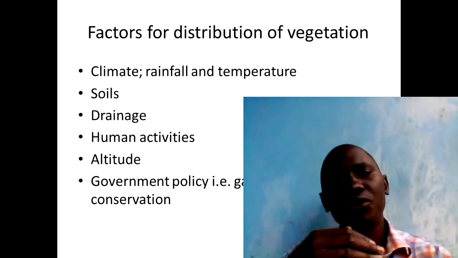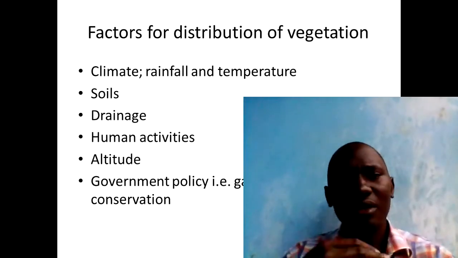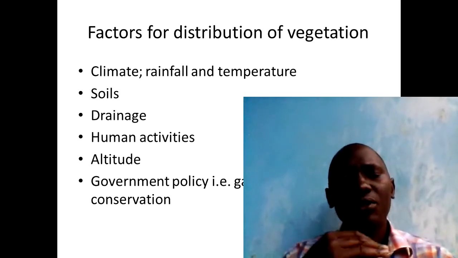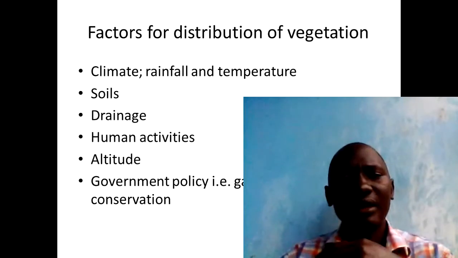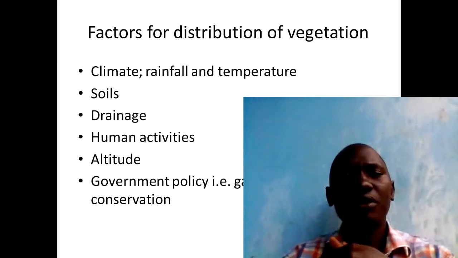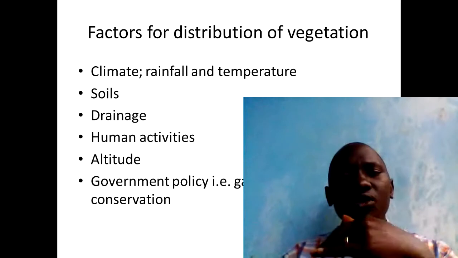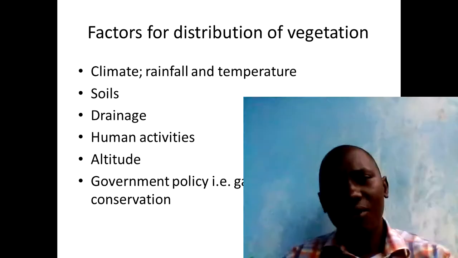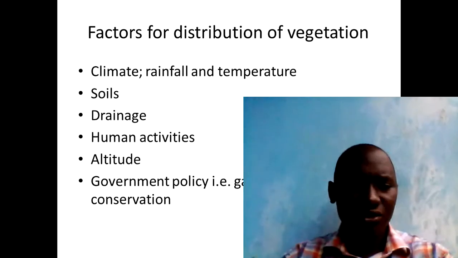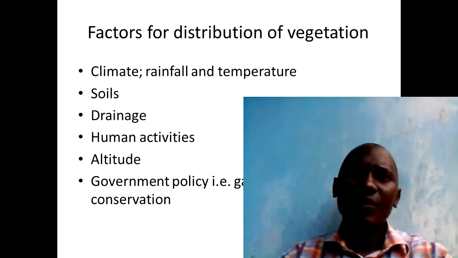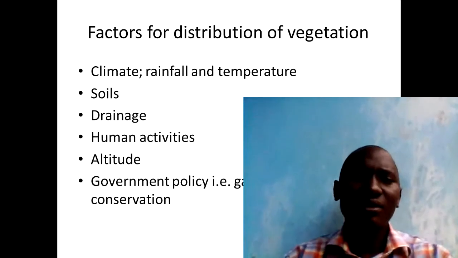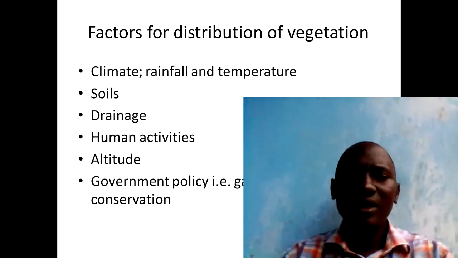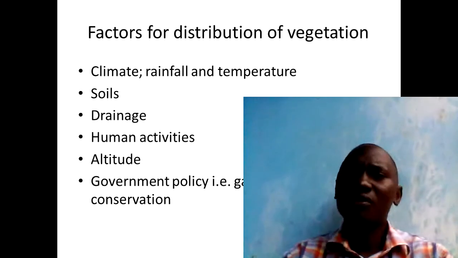So when you look at vegetation zonation along a mountain or a slope, you have savanna at the base of the mountain, you have the tropical rainforest somewhere in between, you move on to the temperate, you move on to heath and moorland, and you move on to bare rock. So that is altitude. Then we have government policy. Governments also come up with policies, for example, gazetting areas for conservation. We know very well that we have so many gazetted areas of conservation in East Africa.